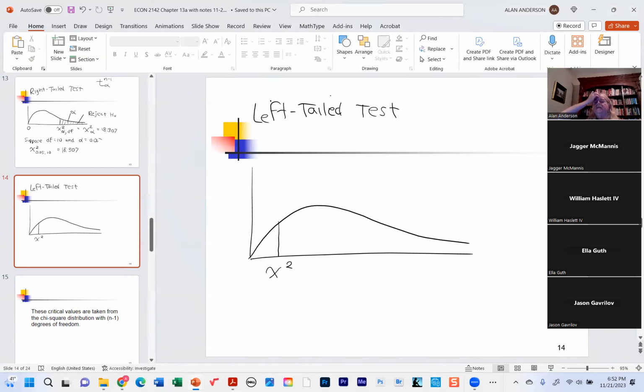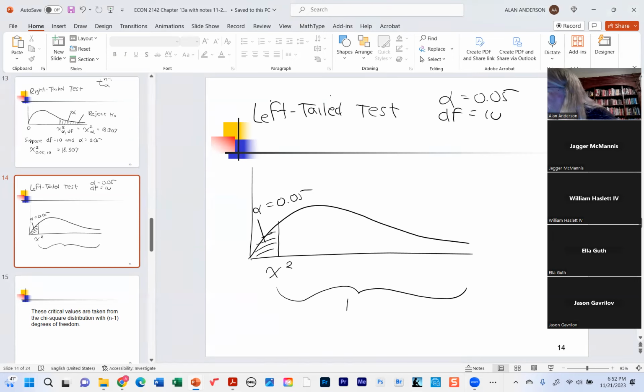So the way we have to think about it is that we'll have alpha in the left tail. Let's continue to assume that alpha is 0.05 and that we have 10 degrees of freedom. But the table is geared towards the right tail. So the entire area in the right tail is 1 minus alpha, which is 0.95. So that means here we have not 0.05, but 95. And then we combine that with 10 degrees of freedom.